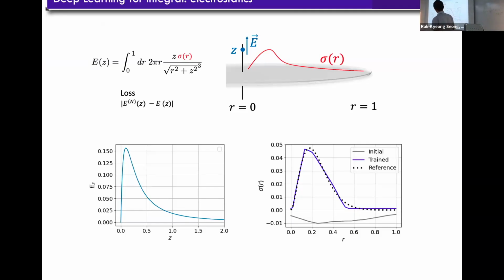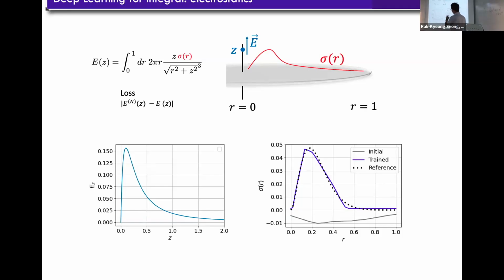Okay. Here, another example is an integral equation. This is electric field. The situation is there's a disk here, a circular disk, and suppose there is a charge distribution depending on r. If the charge distribution is given, then you can compute the electric field on this vertical axis. This is the mathematical formula. So everything is fixed. If sigma(r) is given, just put it here, then integrate, and you can find the electric field at every point.